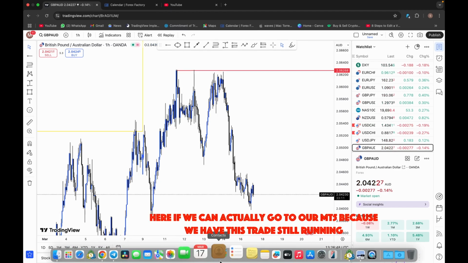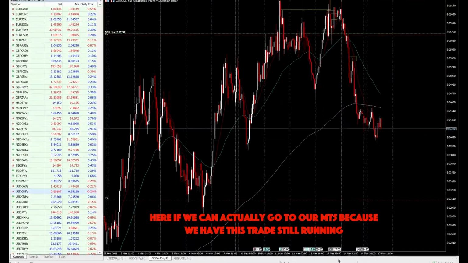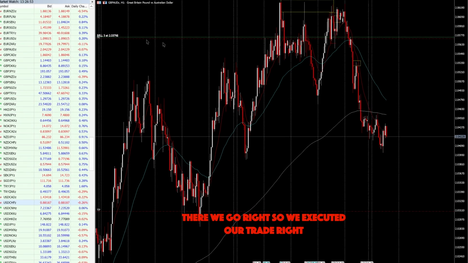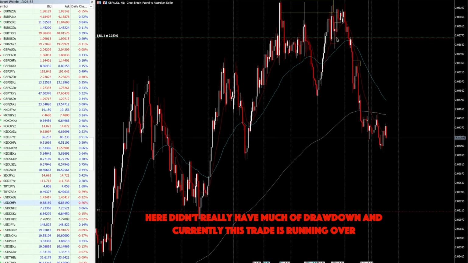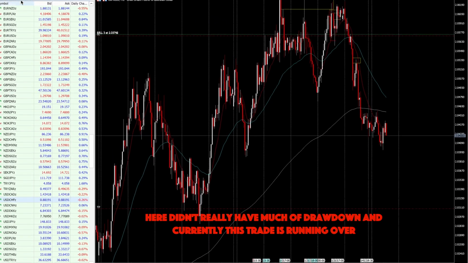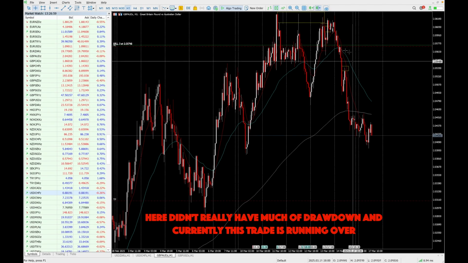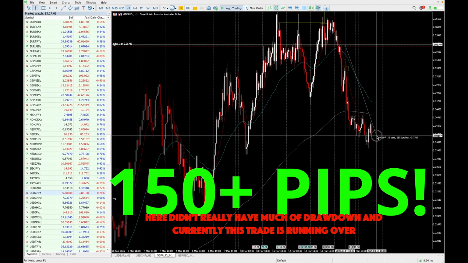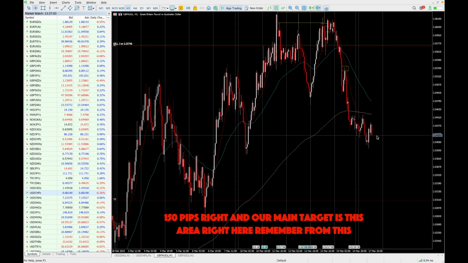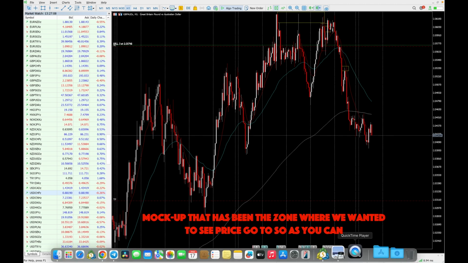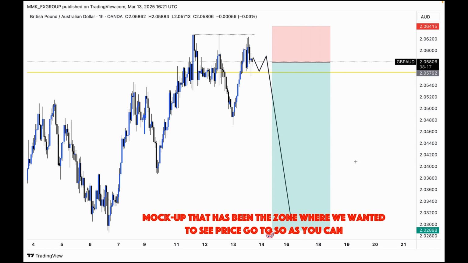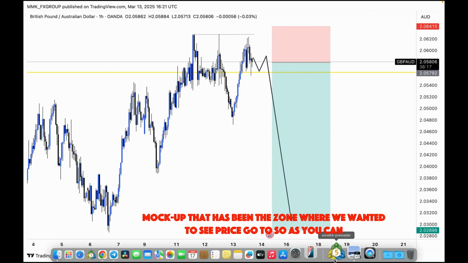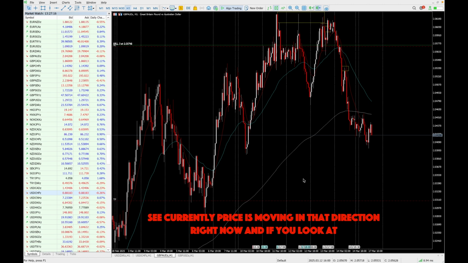If we can actually go to our MT5, because we have this trade still running, there we go, right? So we executed our trade right here, didn't really have much of a drawdown, and currently this trade is running over 150 pips, right? And our main target is this area right here. Remember, from this markup, that has been the zone where we wanted to see price go to.